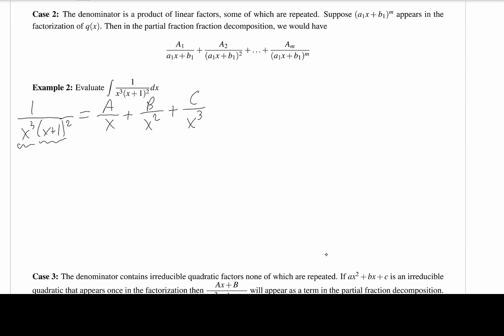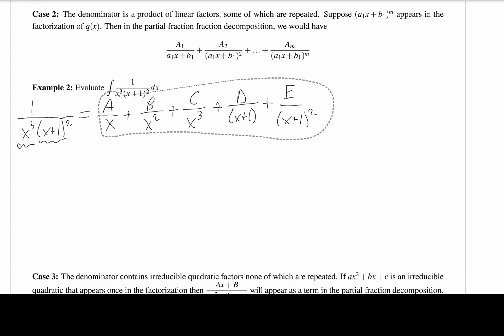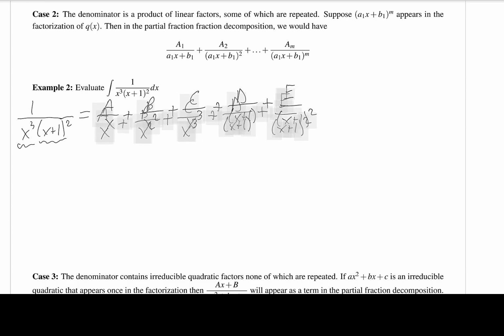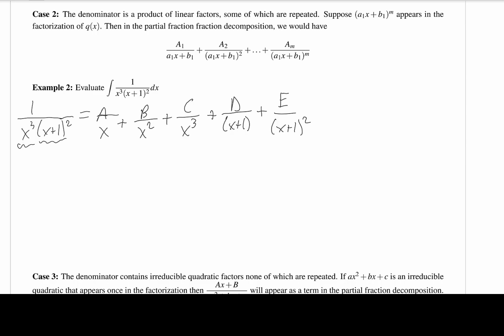Right, and so similarly, when we have x plus 1 squared, we should have d over x plus 1 plus e over x plus 1 squared. I'm going to go ahead and move this down just ever so slightly, just to save room for when we write our integral later.